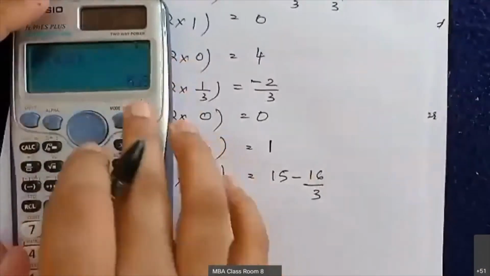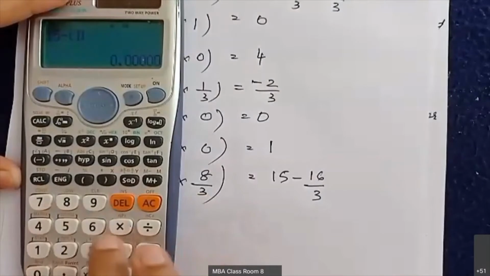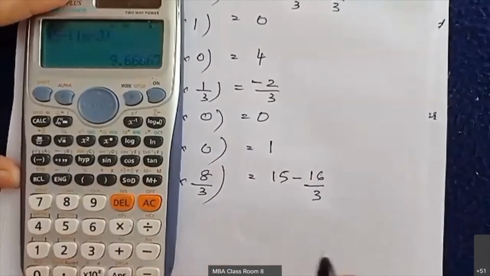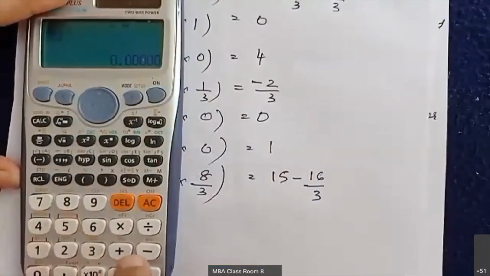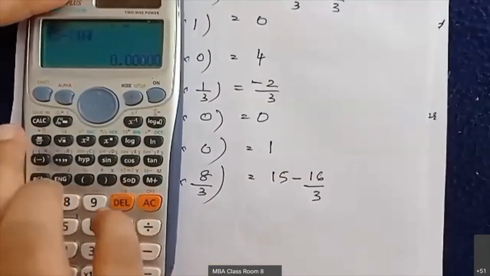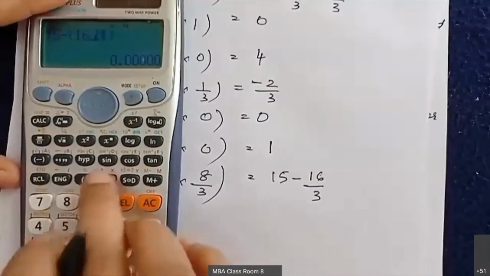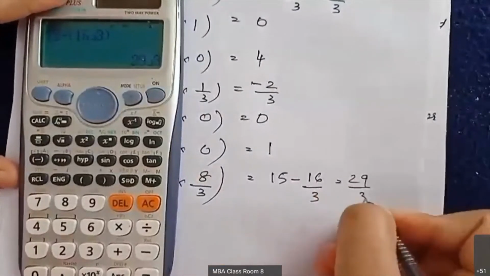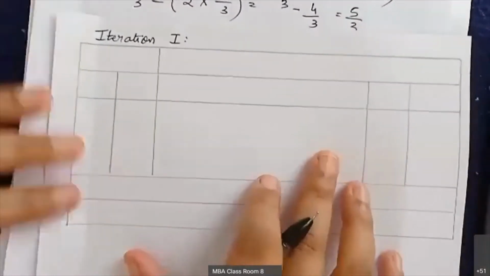Okay, go to your calculator. 15 minus, put a bracket, 16 divided by 3. You will get, no, sorry, you should not put this divide. I'm sorry, I made a mistake. It is 15 minus, open the bracket, 16, go to this fraction button, divided by 3. Close the bracket. You get 29 divided by 3. Is it clear till now for everyone? With these values, I'm going to draw the first iteration table. These are the values.